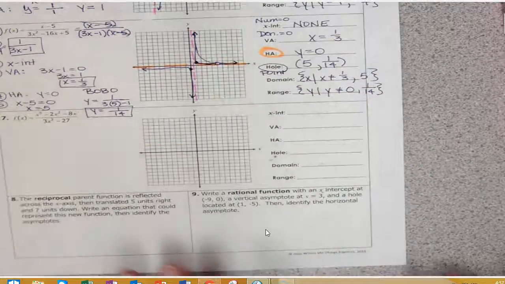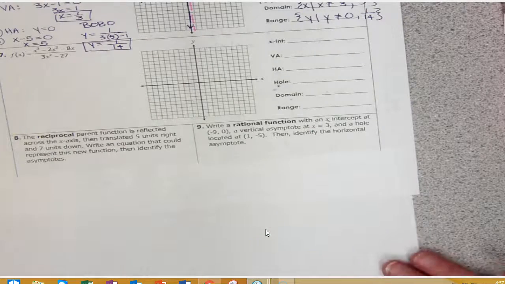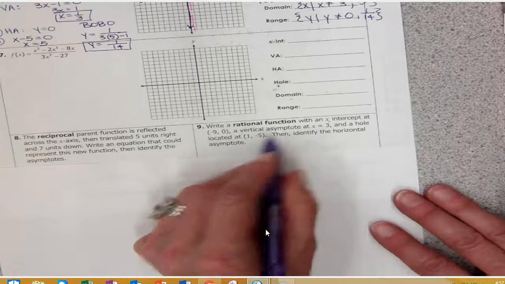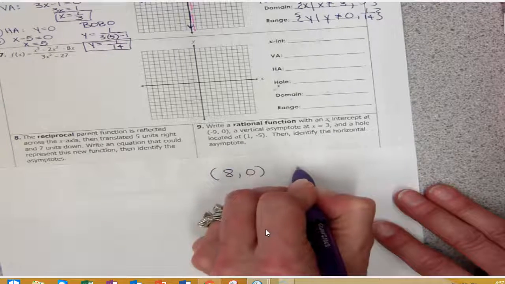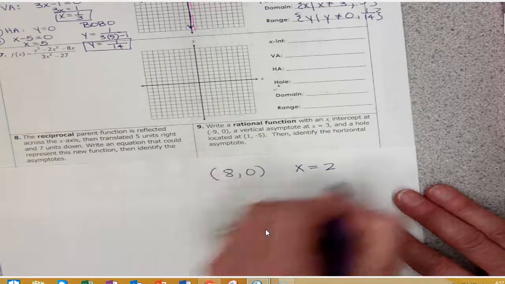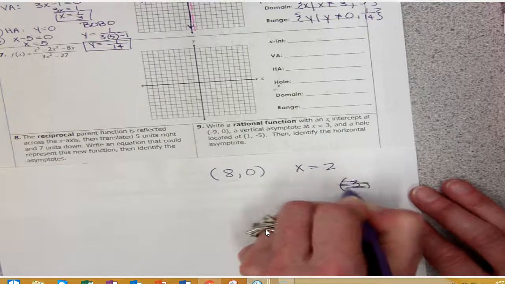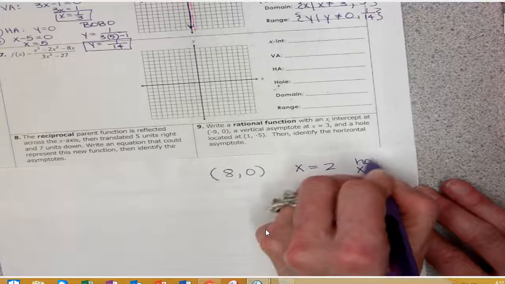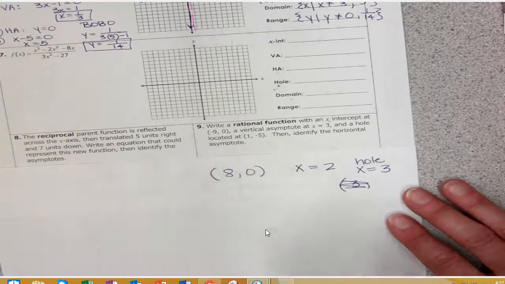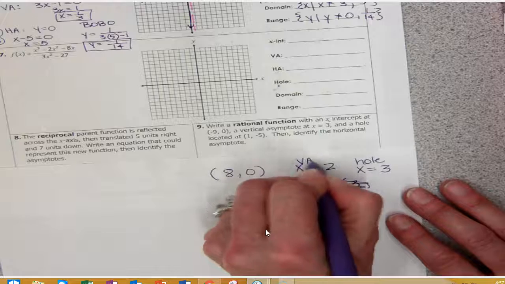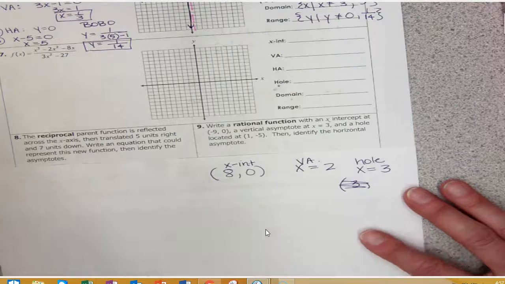Alright, so there's that. Now let's just talk quickly about numbers 9 and 10. I'm not going to tell you the answer, but if I were to have a rational function with an x-intercept at, say, 8, 0, and a vertical asymptote at x equals 2, and a hole located at x equals 3, how would I do this? So this is going to be my vertical asymptote. This is my x-intercept. How would I write that equation?